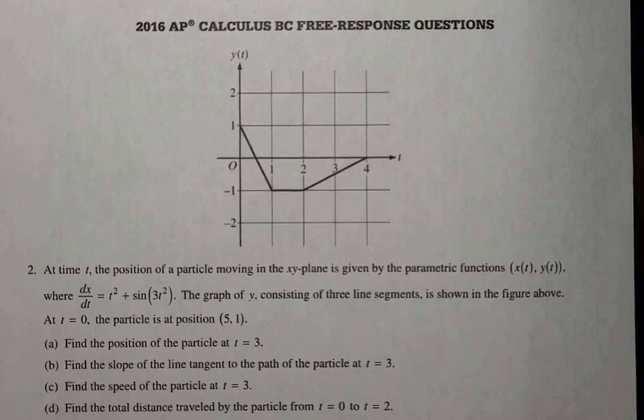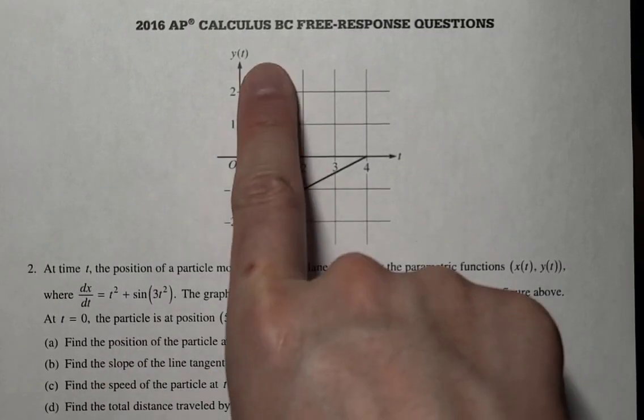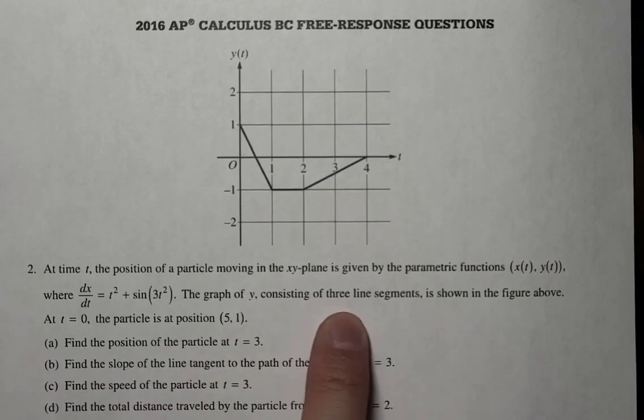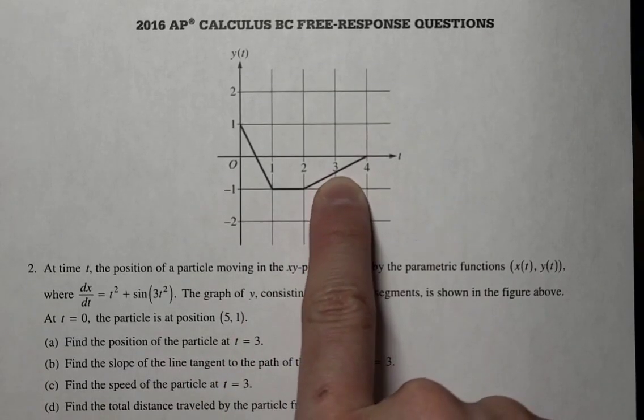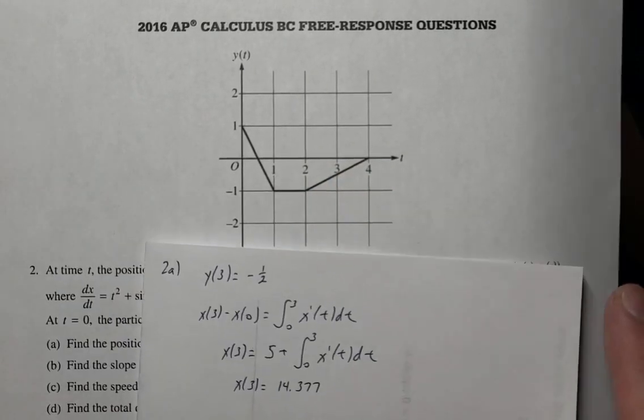Okay, so we can find the y coordinate, the y position of the particle, just by this graph, because this graph is y of t, the position of y with respect to time. So y of 3, the y coordinate at t equals 3, looks like it's minus half, right? Negative half. So that's what I wrote right there.